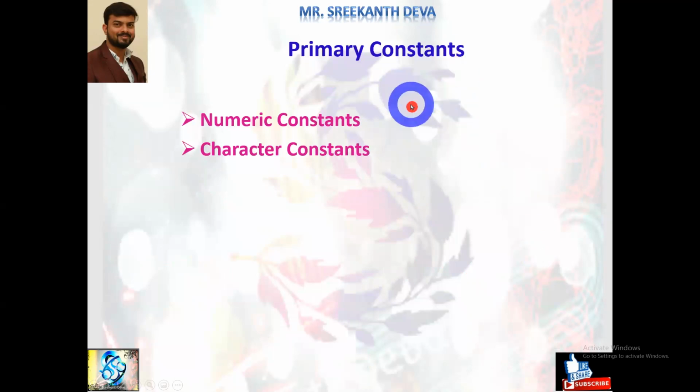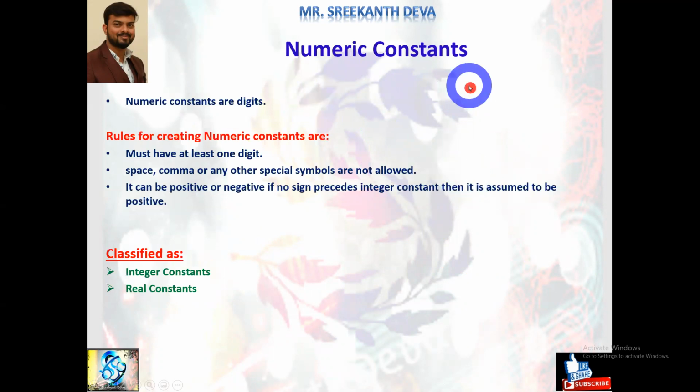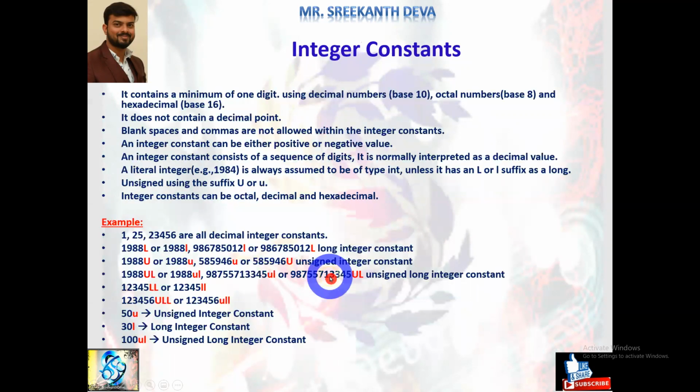Primary constants are basically categorized into numeric constants and character constants. Numeric constants are digits. The rules for creating numeric constants are: it must have at least one digit. Space, comma, or any other special symbols are not allowed between the digits. It can be positive or negative. If no sign precedes an integer constant, it is assumed to be positive by default. Again, it is classified as integer constants and real constants.